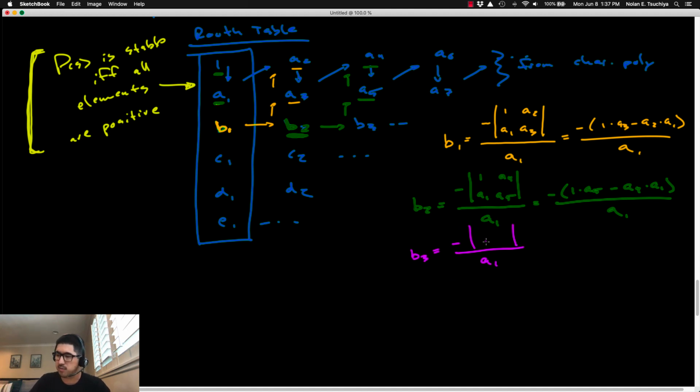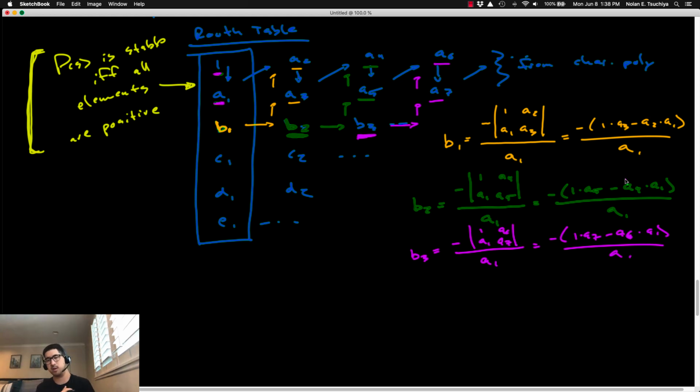Okay, so minus the determinant of some 2 by 2 matrix, all divided by the first term in the row above it. The 2 by 2 matrix for B3, the left-hand column we get, again, from the first two elements in the two rows above. So 1 and A1. And then the second column we get by going over one column up two rows. So it's going to be A6 and A7. Okay? And so you're going to compute that determinant. 1 times A7 minus A6 times A1, all divided by the first term in the row above it. So that's how you compute all the elements in the B row.